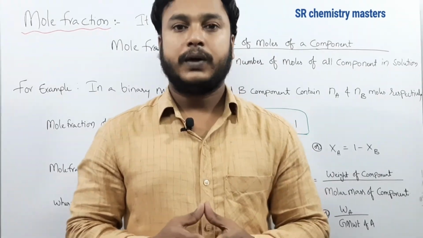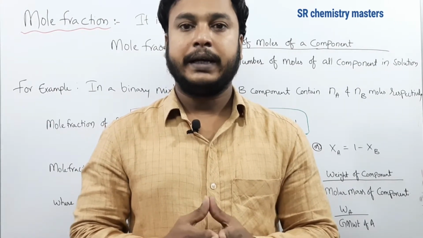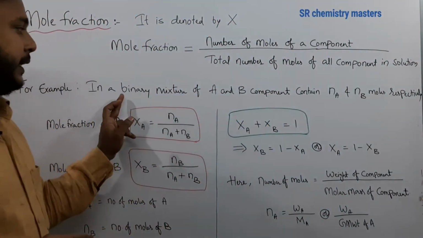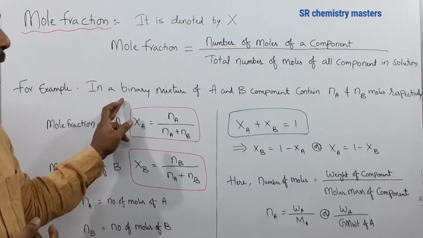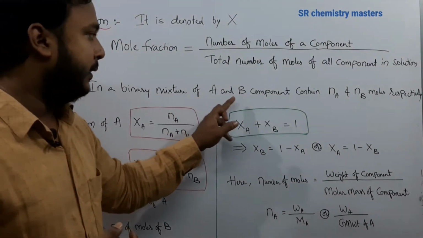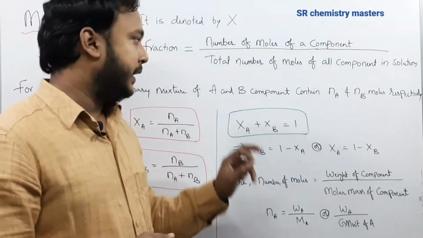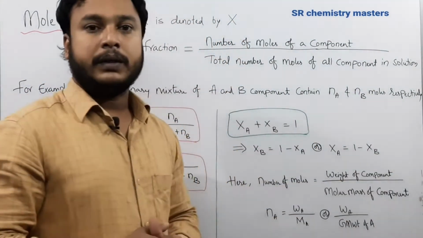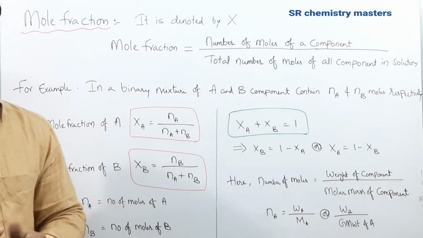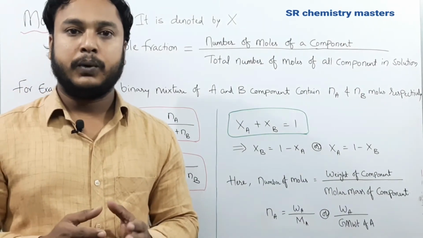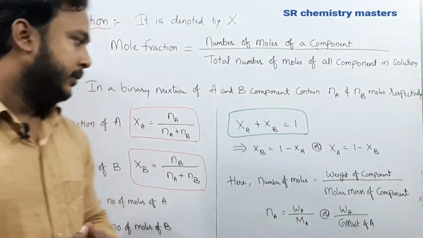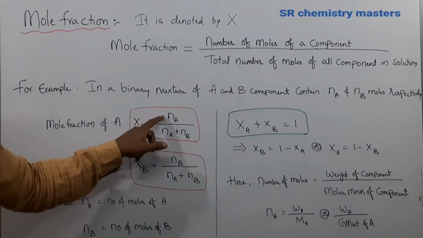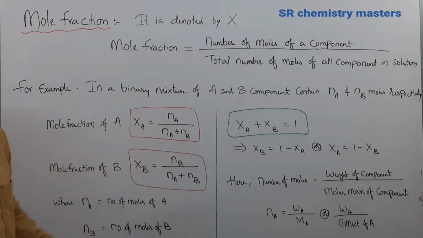That's it. For example, take a binary mixture of A and B components. We know that a binary mixture means a mixture of two components. Here those two components are A and B, and the number of moles of A and B are Na and Nb respectively. For this solution, if we are interested in calculating the mole fraction of A component, we can say that Xa is equal to N of A by N of A plus N of B.